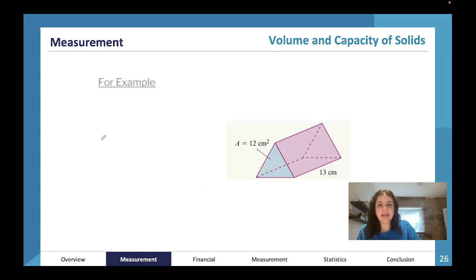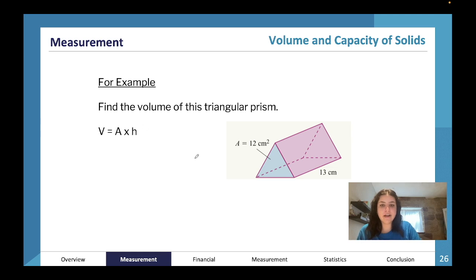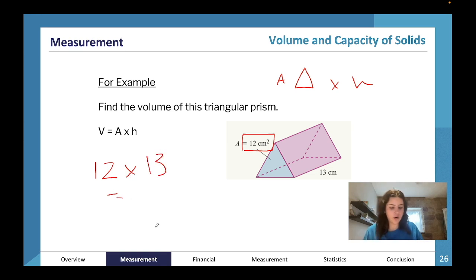So let's take a look at this example. Find the volume of this triangular prism. So our volume is going to be our area times our height. So how do we do this? We just take our area of our face. So think of it like area of the face times height, which is 12 centimeters squared times 13. 12 times 13 is going to give us 156 centimeters, and this is the important part, cubed.